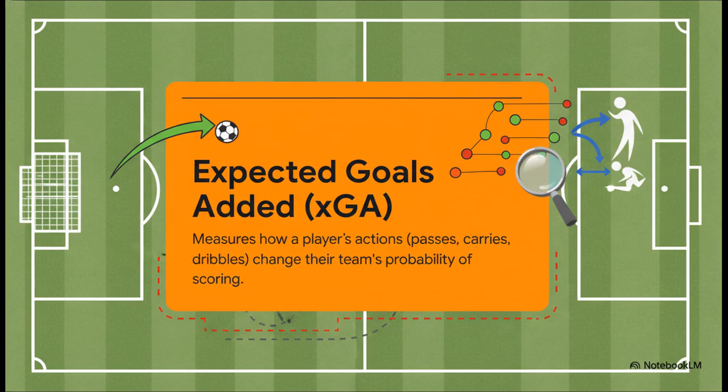So, if we're going to get a little technical for a second, this is the textbook definition. Expected goals added is all about putting a number on the value of what a player does when they have the ball. Every time they touch it, a model is basically asking, are we in a better spot to score now or a worse one? It's like a running score of their impact, both good and bad, on their team's chance to score throughout the entire match.